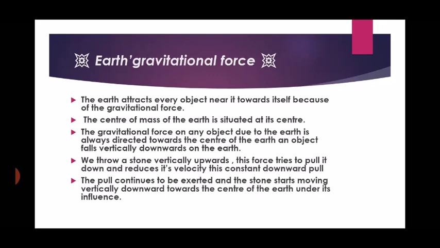Here it is given that if we throw a stone vertically upwards, this force tries to pull it down and reduces its velocity, this constant downward pull. The pull continues to be exerted and the stone starts moving vertically downwards toward the center of the earth under its influence. This is known as Newton's law of gravitation: every object attracts every other object. So the sun, earth, moon and the satellites are also attracted by the earth, but with some velocity.